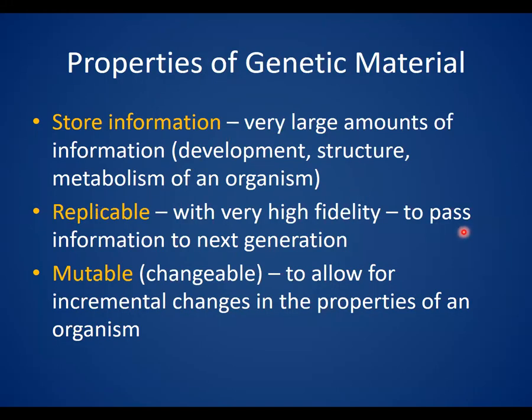But yes. So the properties of the genetic material, right? It had to store information, very large amounts of information about how to make an organism. It had to be replicable, and it had to be replicable with a high fidelity, right? You had to be able to make a pretty exact copy in order to pass your information to the next generation. But at the same time, it had to be mutable, changeable, to allow for incremental changes in the properties of an organism.